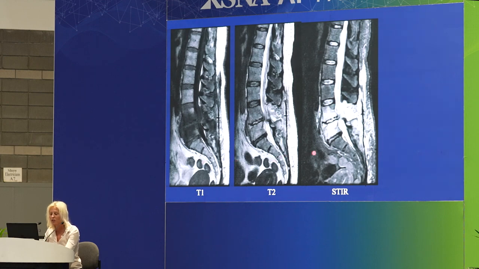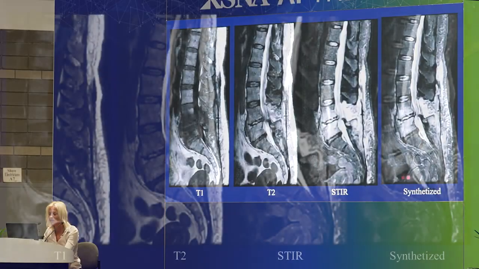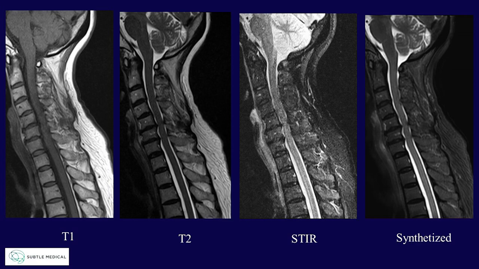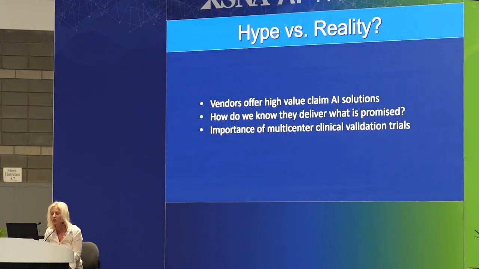T1, T2 in this patient with discogenic osteomyelitis. Here's the STIR, and here's the synthesized STIR sequence. And the last example here, T1, T2, here's the STIR. You can barely even see the cord. This was really a suboptimal STIR. And then on the synthesized, look at how much nicer that looks, because it's really generated from the T1 and the T2. So when it comes to AI tools, what's hype and what is reality?